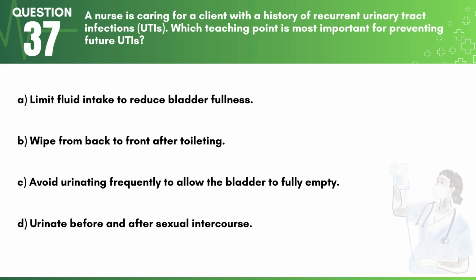Question 37. A nurse is caring for a client with a history of recurrent urinary tract infections, UTIs. Which teaching point is most important for preventing future UTIs? A. Limit fluid intake to reduce bladder fullness. B. Wipe from back to front after toileting. C. Avoid urinating frequently to allow the bladder to fully empty. D. Urinate before and after sexual intercourse.